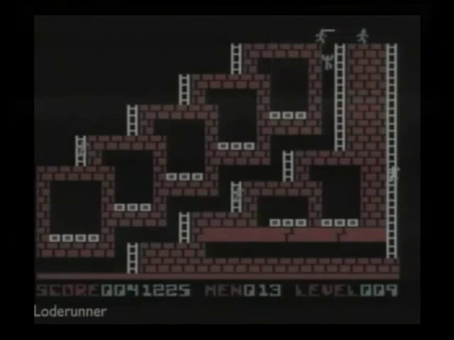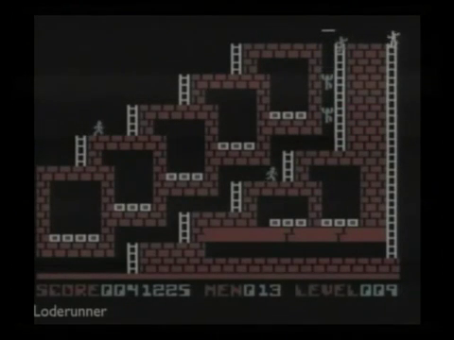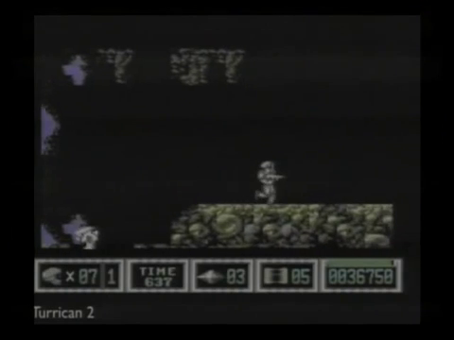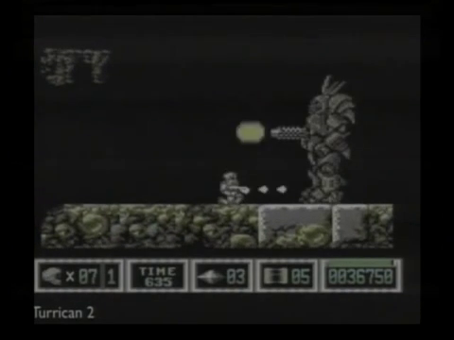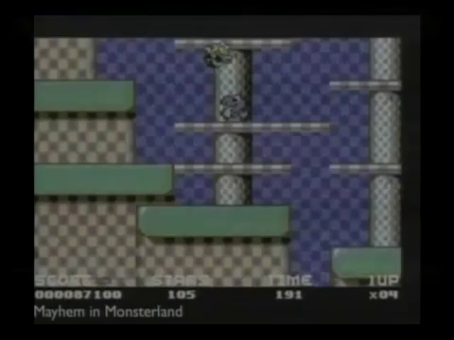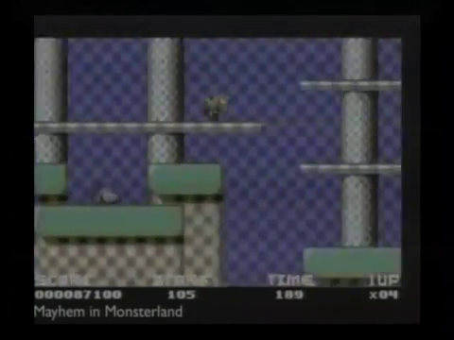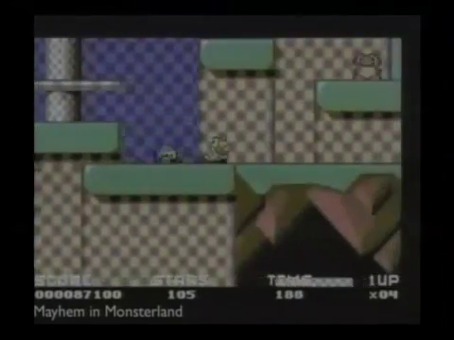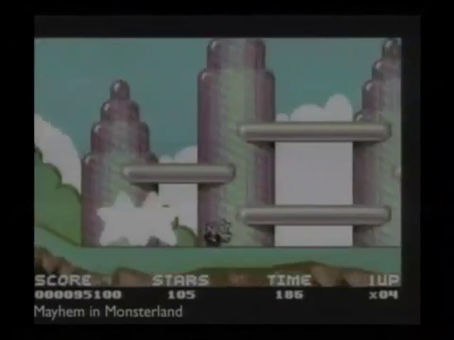Very early games, like Lode Runner, looked like this. Later games looked a little more complex, or even later games used screen modes that weren't originally possible. All on the same unmodified hardware.